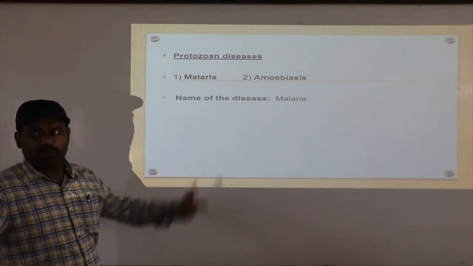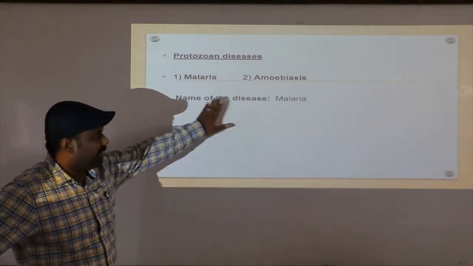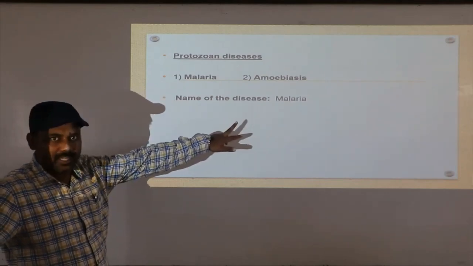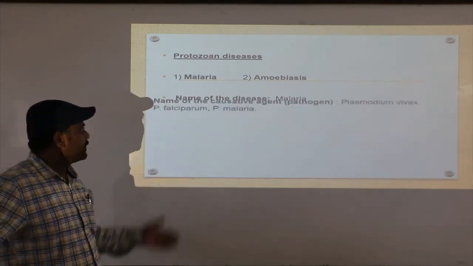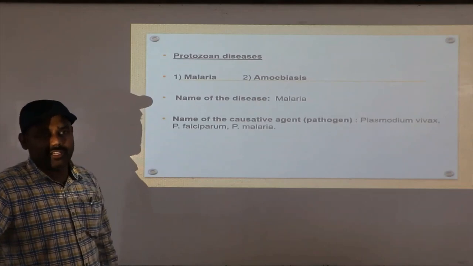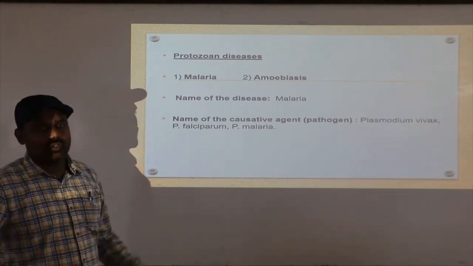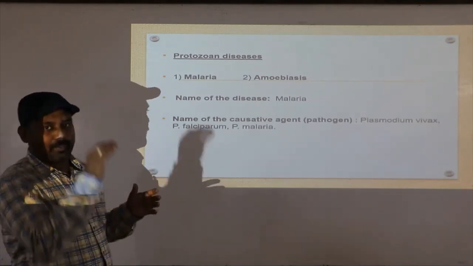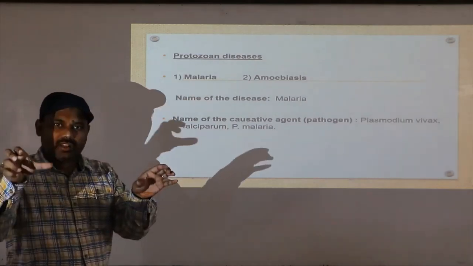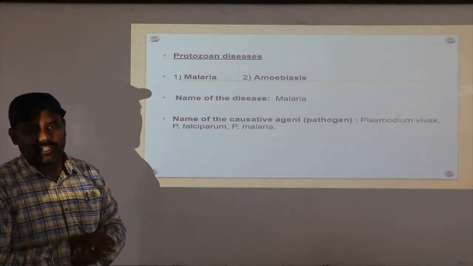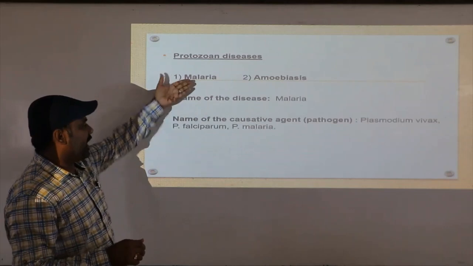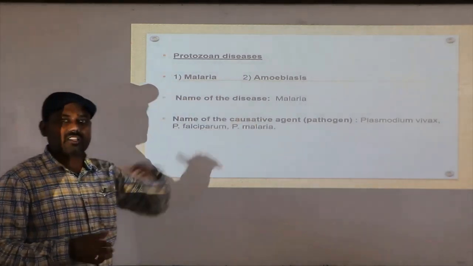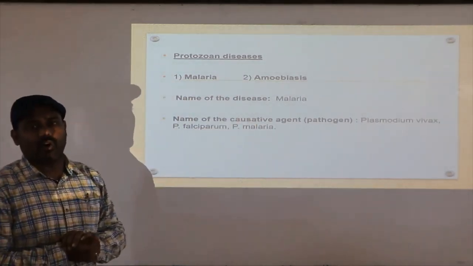Again I am going to follow the same format. That is the name of the disease, that is malaria. Next, name of the causative agent or the pathogen. Please do understand, for a particular disease there is a particular organism or causative agent or pathogen. But in case of malaria, it is one disease which is caused by more than one causative agent or pathogen.